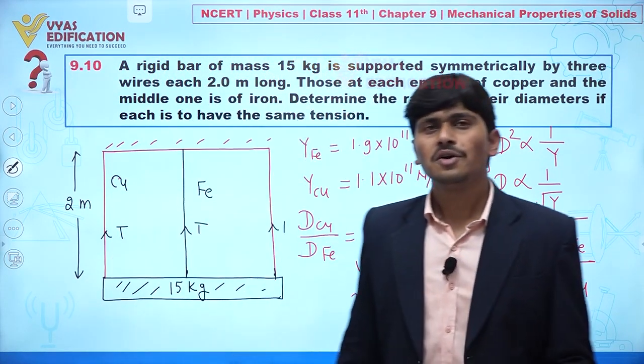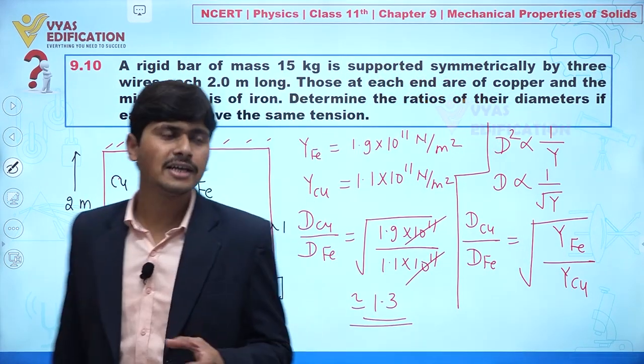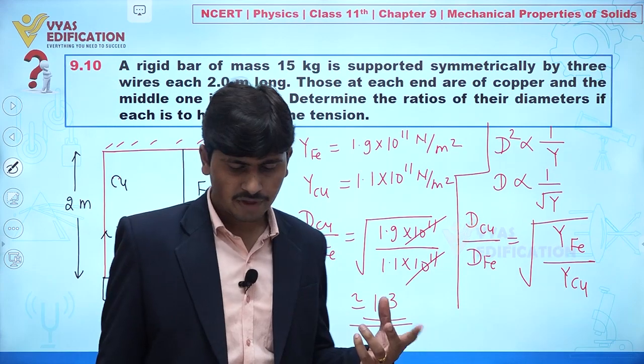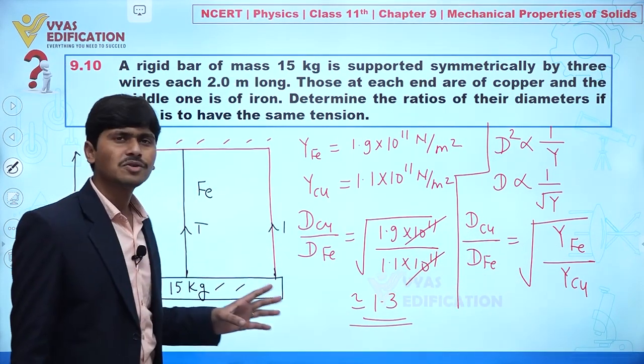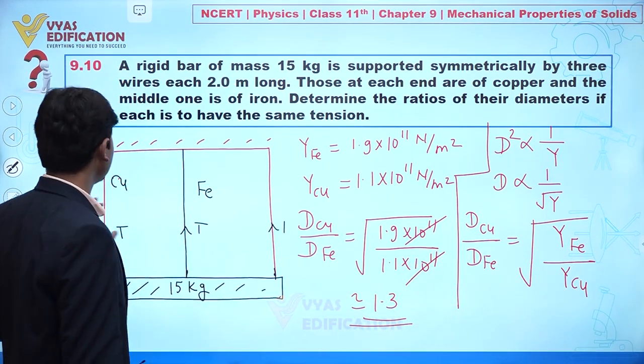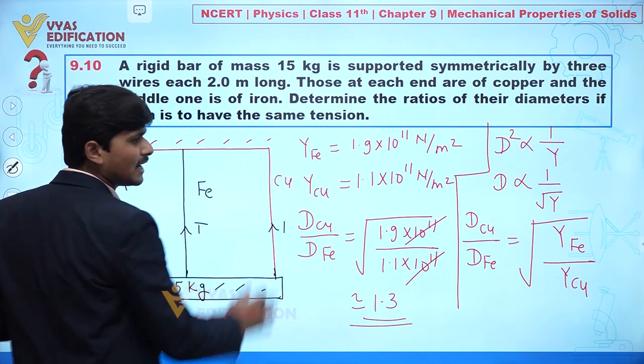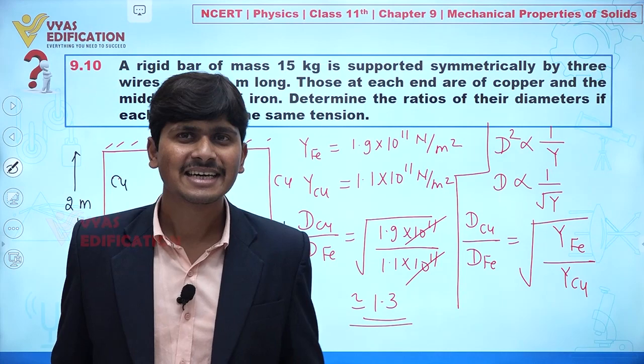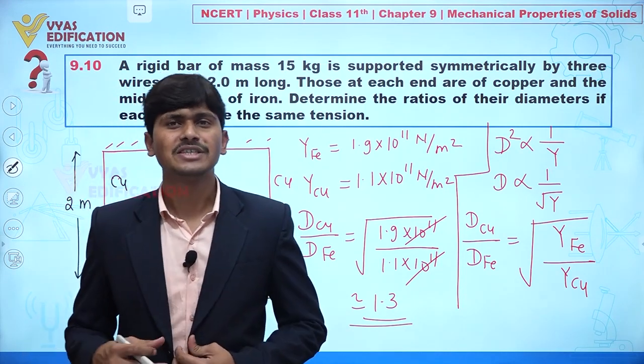So the ratio of the diameter of copper to the diameter of iron is about 1.3. So the copper wires at the ends have 1.3 times the diameter of the iron wire. So this is all about this question.